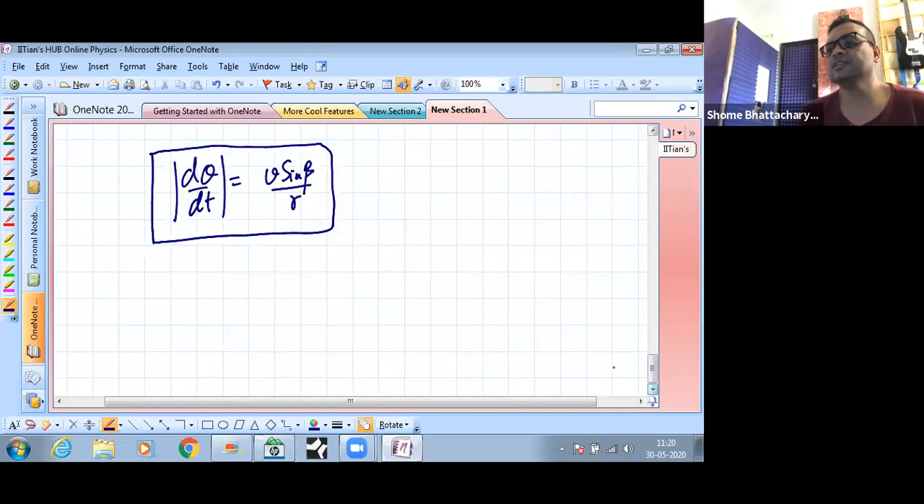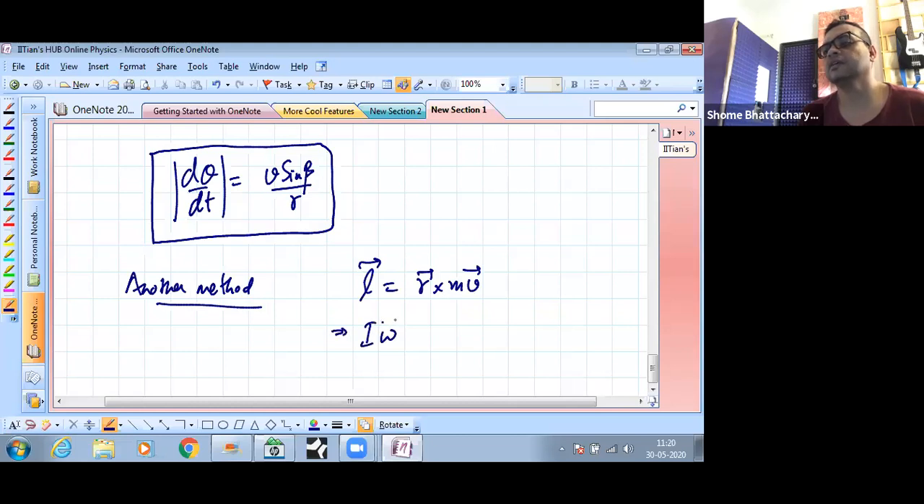Another method to understand this is that the angular momentum of the particle is r cross mv, and angular momentum is nothing but instantaneous moment of inertia times angular velocity. So again, if you take the mod on both sides, this actually becomes m r square into the mod of d theta by dt is equal to m v r sin theta.